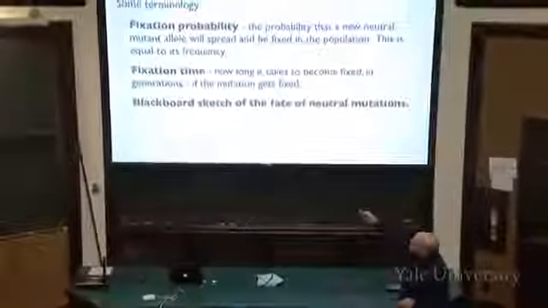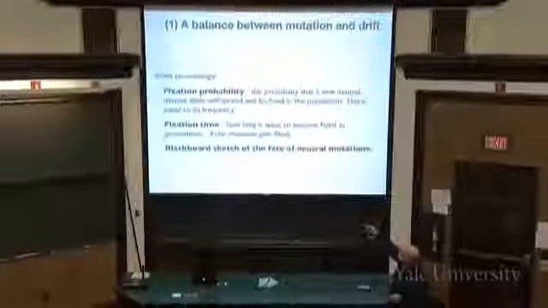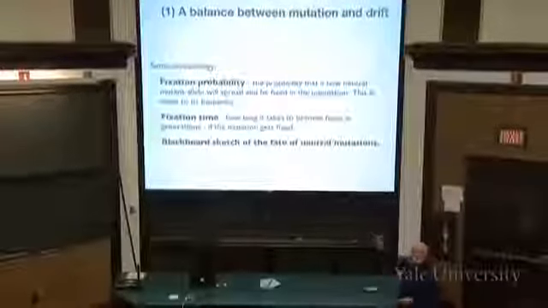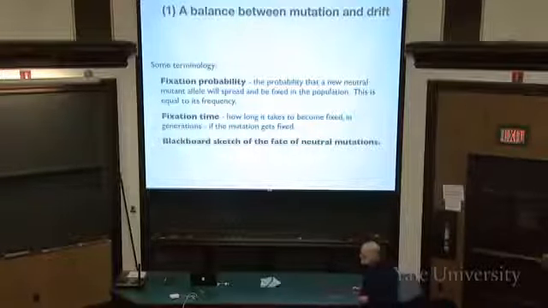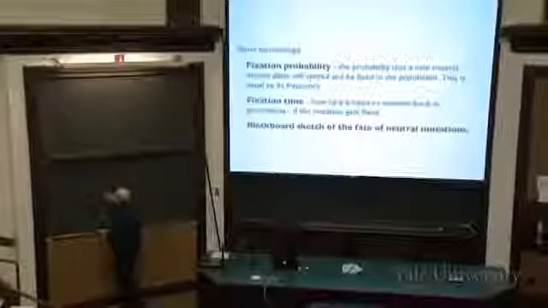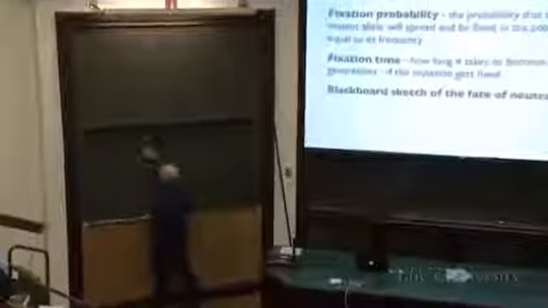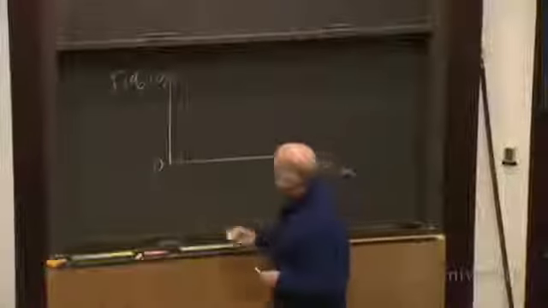A little terminology. The fixation probability of a mutation is the probability that it will spread and be fixed in the population. That's equal to its frequency at any point in time. The fixation time is how long it takes to become fixed in generations. And I put these ideas up on the board earlier, and I'd like to go back to that because I'd like to have reference to it in a minute. So if this is frequency here, it can go from 0 to 1 on the y-axis. And if this is time over here, this can be many thousands of generations.